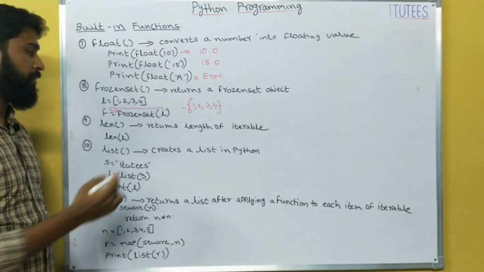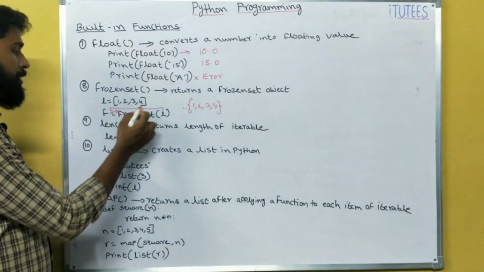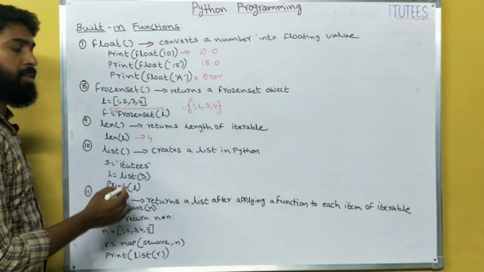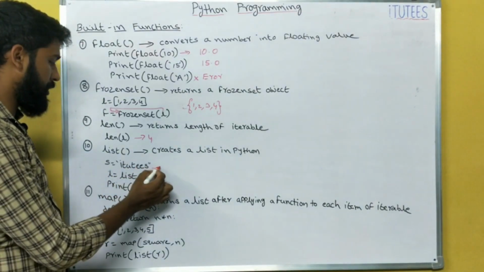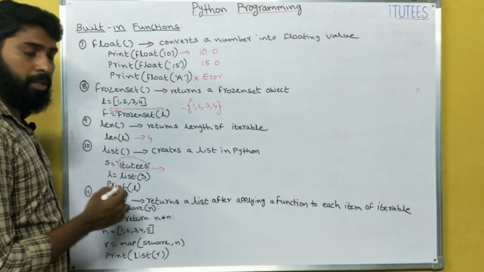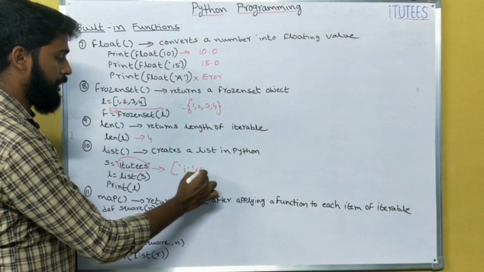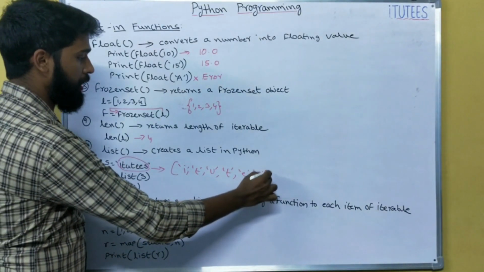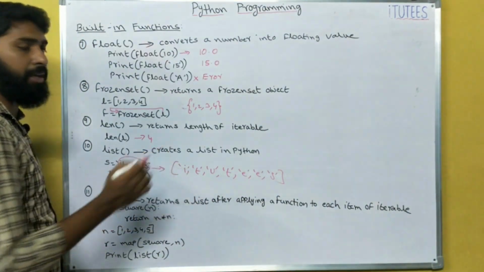Now the len function. By using this len function, you can find the length of an iterable. For example, print len of L returns 4. What is the length of L? 4. Next, list. It creates a list in Python. Now this is a string. I convert this string into a list, and if I print L, it prints each character separately.